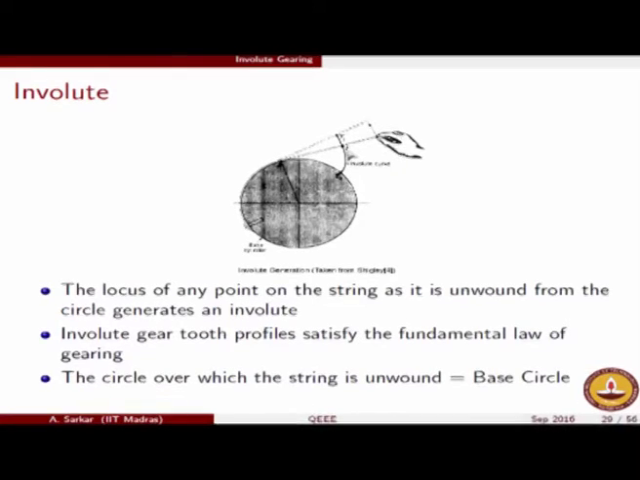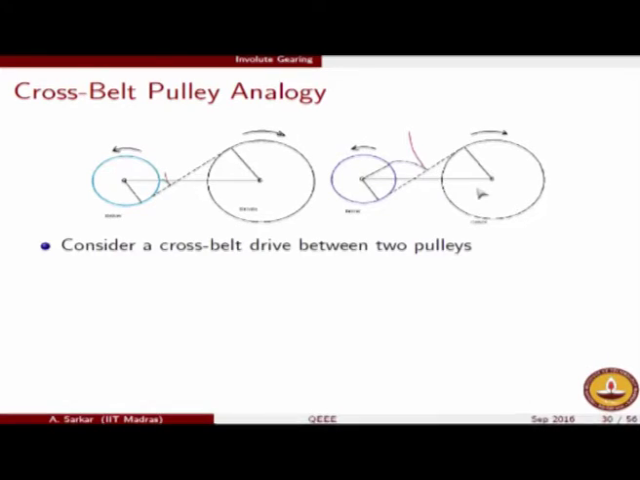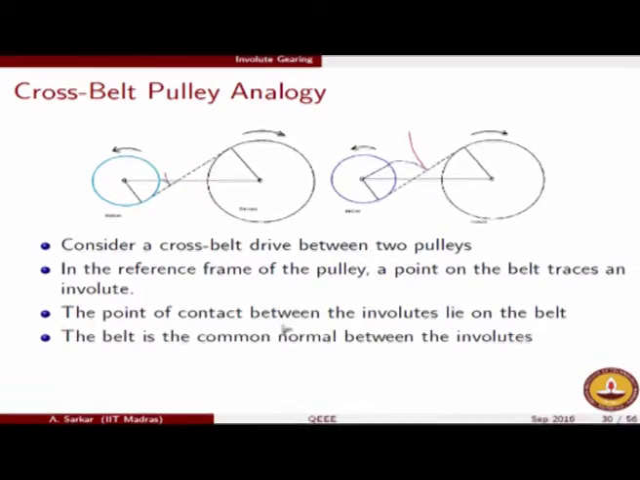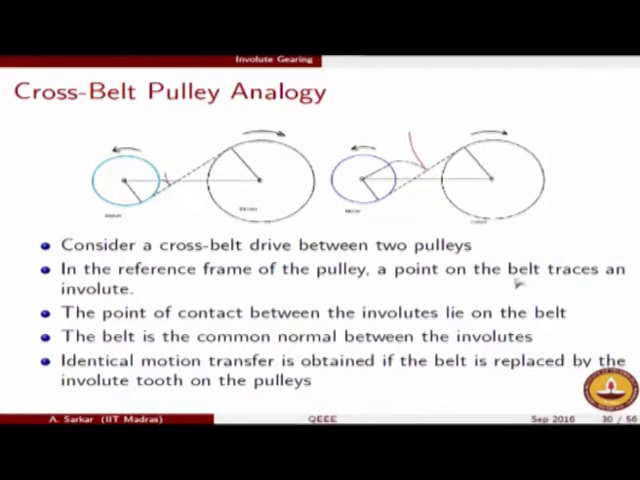Just think about an infinitesimal time duration that is taking place as you are unwinding. As you are unwinding, the string will be perpendicular to this small little distance T1. So T1 will be perpendicular to the string itself. So using that logic, it should be at least intuitively clear to you that the point of contact between the two involutes lies on the common normal between the two circles. The common normal between the two circles also forms the common normal between the two involutes itself. So the belt is the common normal between the two involutes.